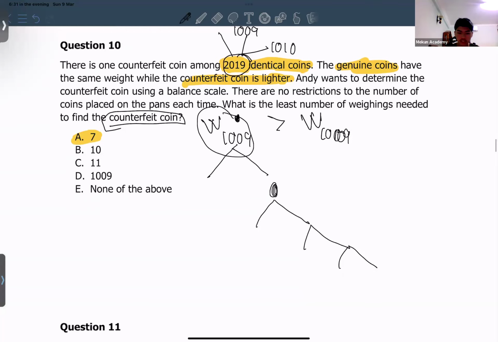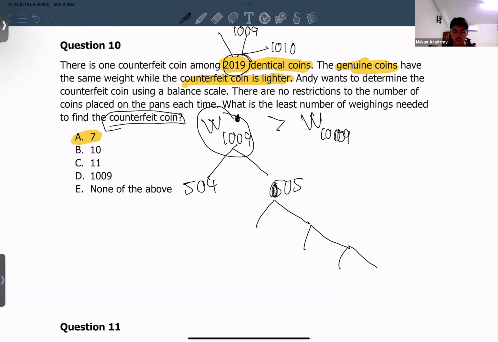So in the first batch, you can divide it into 2 again. Then you'll get, let's say, 504 and 505. In 505, you can just take one out and do the same thing, divide by 2, and then you can do it again and again and again. By doing it this way, you will need to do it 7 times to find the counterfeit coin. So the answer is A.